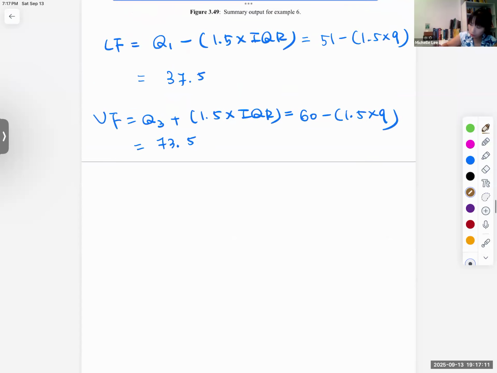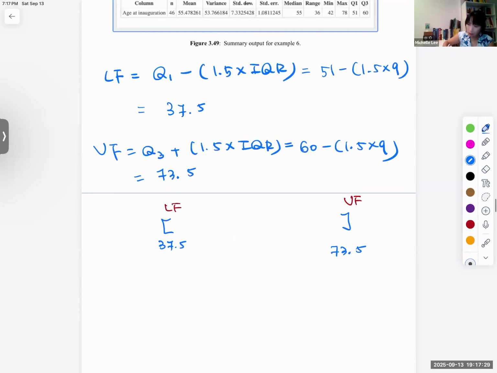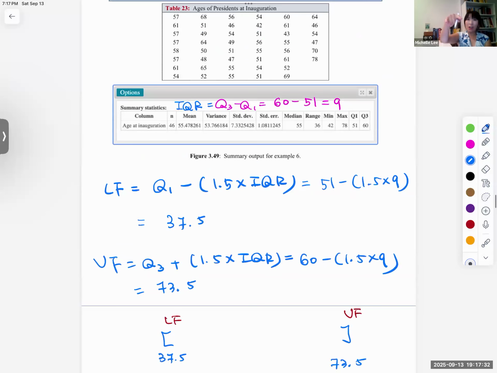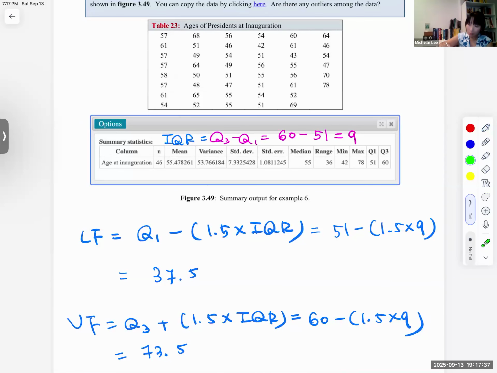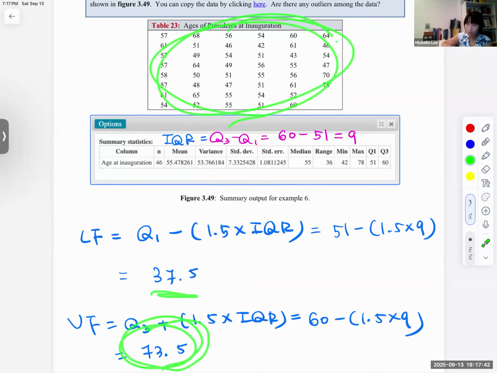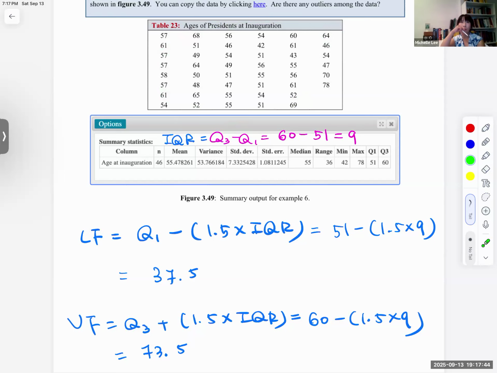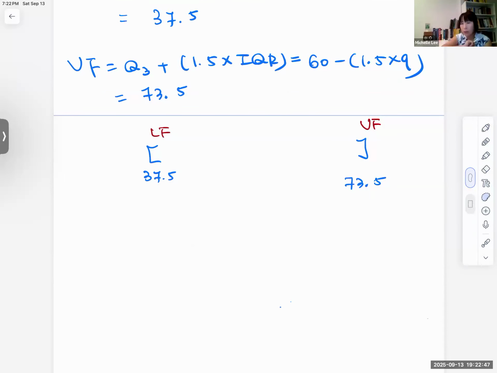Okay. So the lower fence is 37.5, and the upper fence is 73.5. Can you please check this out? Which number is below 37.5? Which number is above 73.5? So what can you think about that?